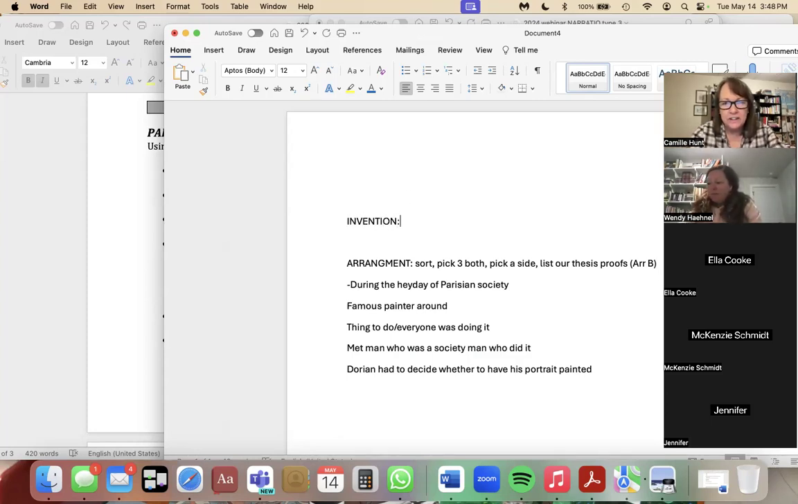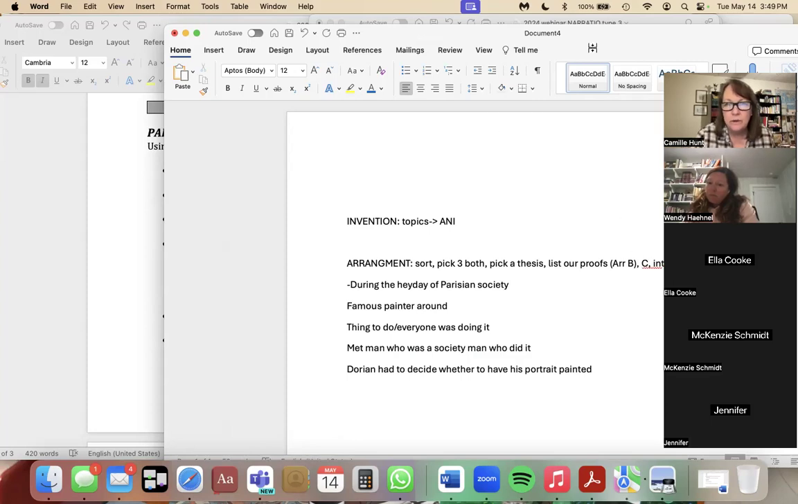So in Invention, we've done all the topics pages. We think through all the topics worksheets, and those are places we go to get something to say. And then we put everything in the hopper and the Annie. So we finished our invention. We've found all the information we can. And then we go to arrangement. We sort the Annie. We pick three on both sides. We pick a side, or a thesis, which is one side or the other. And then we list our proofs. In arrangement B, we list our proofs, and then the conclusion, and then the introduction.